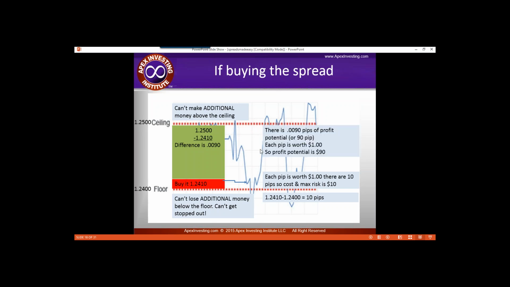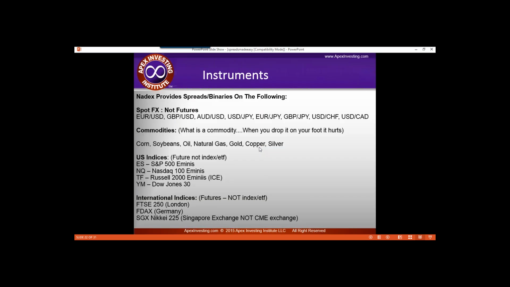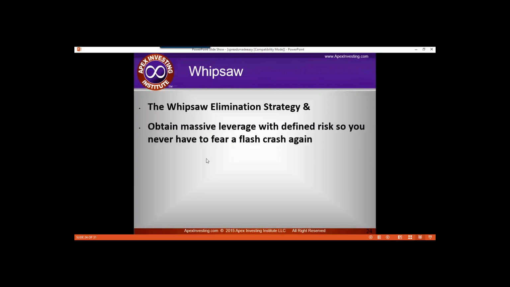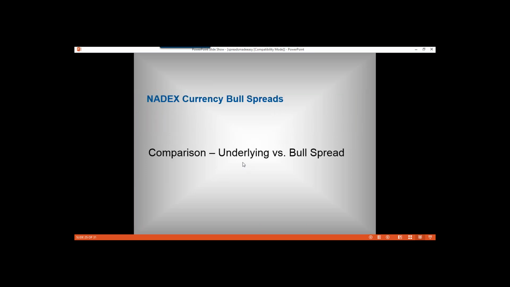Okay. All right. So let me show you a quick example here of what we call the whipsaw elimination strategy. Basically, just to help you understand a little bit here, the power of spreads and the massive amount of leverage. So we're going to do a quick comparison. Then we're going to wrap up. We're going to compare a Nadex spread to an underlying spot Forex market. What I mean by that is, as an example here, the pound dollar. Let's say I was trading an actual lot of Forex. Not binaries, not spreads, actual Forex.